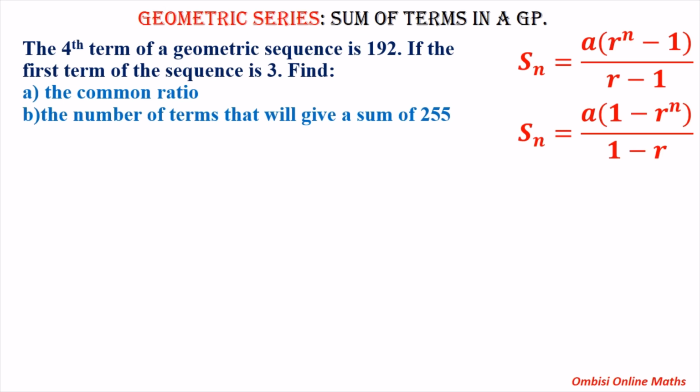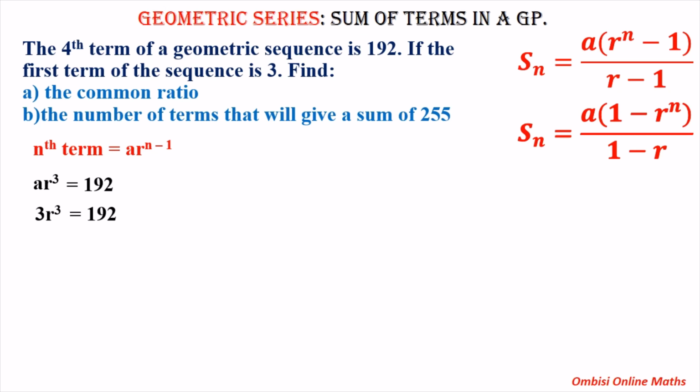Now, for a geometric sequence, how do you find the nth term? The nth term of a geometric sequence is found by ar raised to n minus 1. a is the first term, r is the common ratio, n is the number of the nth term, minus 1. So we've been told the fourth term is 192. So it means that the fourth term, that is ar cubed, should give us 192. You've been told that the first term of the sequence is 3. So the value of a is 3. So it means that 3r cubed is equal to 192.